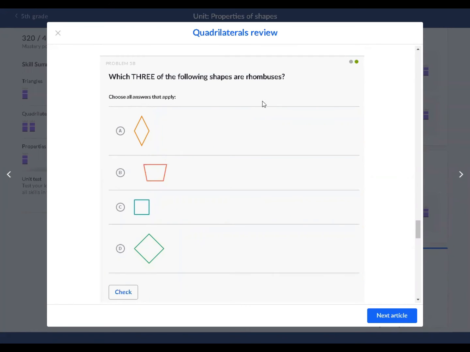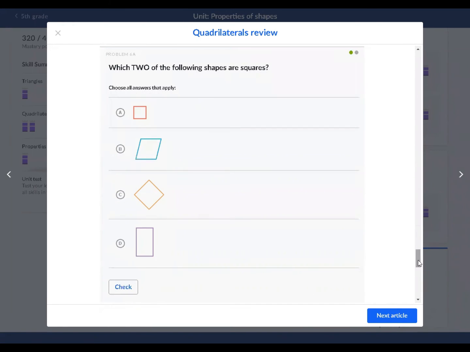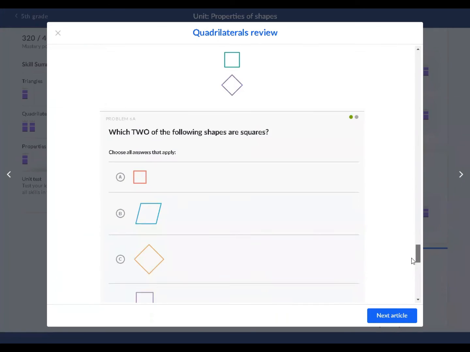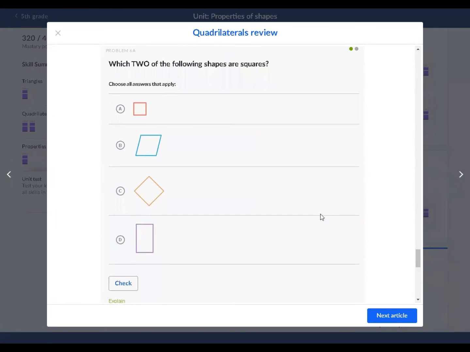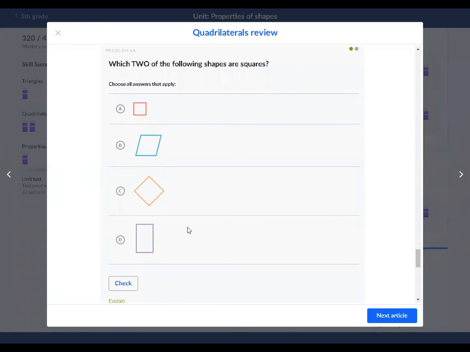Which three of the following shapes are rhombuses? Yeah, rhombuses. This is, and I guess this is also a rhombus. Yeah, we got it correct. Next, square. Then we have one, then we have 4 more questions, and then we are done with this article.